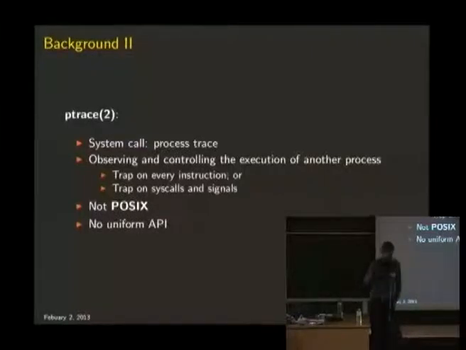Basically, with ptrace, you either start a process and the process says, well, please trace whatever I'm doing, or you can attach to an existing process. And then you can either tell ptrace to trap on every instruction. So every instruction executed by the program will send you a signal and the process will be stopped, and then you can do whatever you want and resume it. Or you can tell it to only trap on system calls and signals, which is what we're doing because the other case is very slow and we don't need to do it.